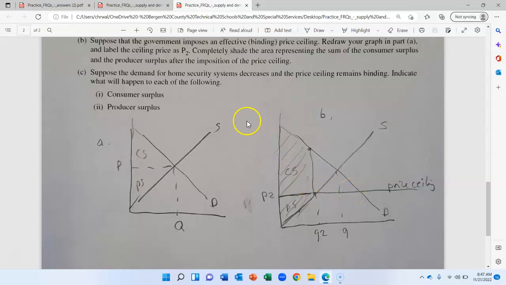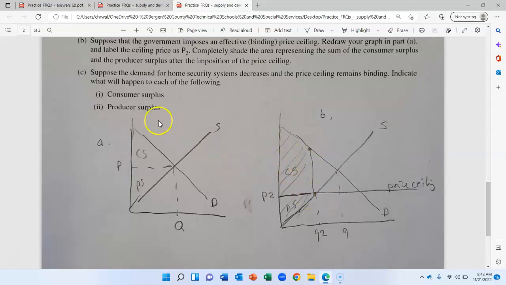Suppose the demand for home security systems decreases. So now what happens if the demand for home security systems decreases and price stays the same and the supply curve stays the same? What will happen to your consumer surplus? Well, your consumer surplus is going to shrink because you still have a price ceiling. So the bottom part of your price ceiling will be price P2, but this demand curve would be, say, like right here, the demand curve that also informs your consumer surplus would be a lot lower, and you will have a decrease in consumer surplus.